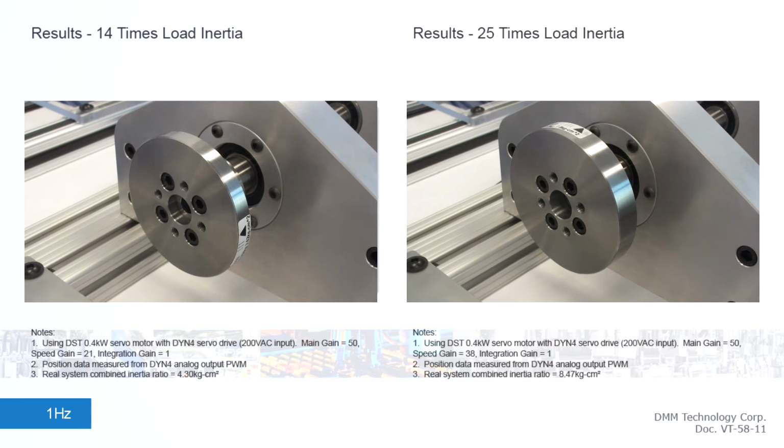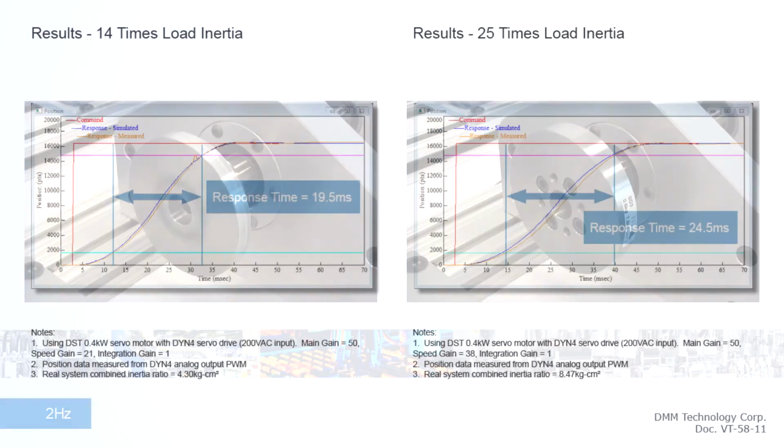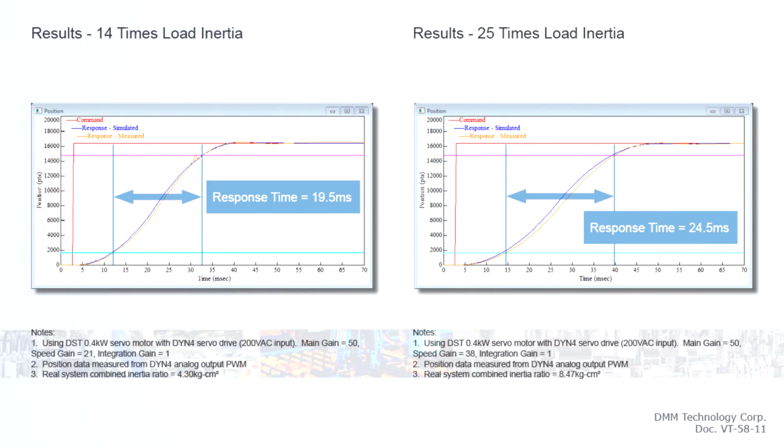As we increase the inertia load even higher, the response becomes longer, but the servo still has no trouble maintaining fast and stable control. Here is a real system at 14 and 25 times inertia. This is 2 Hertz. At 14 times inertia, the rise time is 19.5 milliseconds. At 25 times inertia, the rise time is 24.5 milliseconds.